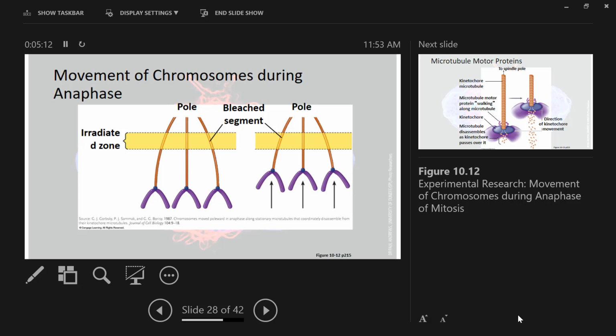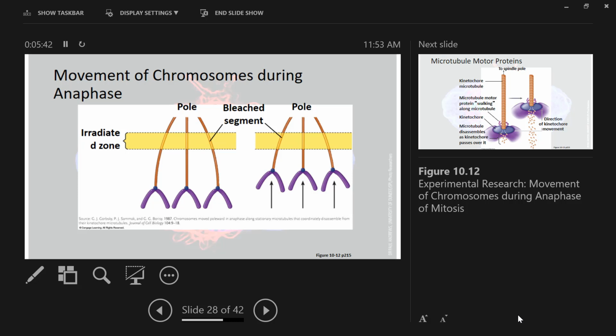But we'll come back to that in just a moment. So what they did was they basically bleached the region of the microtubules right next to the pole, and then they watched this bleached portion during mitosis. And this bleached portion stayed the same distance away from the pole throughout the entire process, confirming that the microtubules were not shortening at this end by the pole, that they're actually shortening at this end by the chromosome.